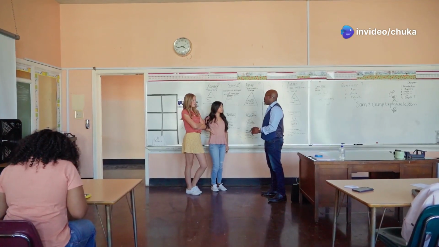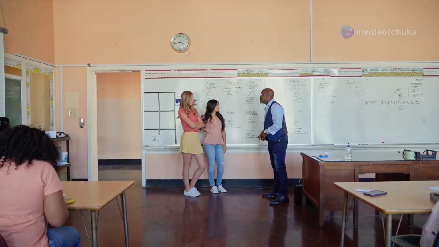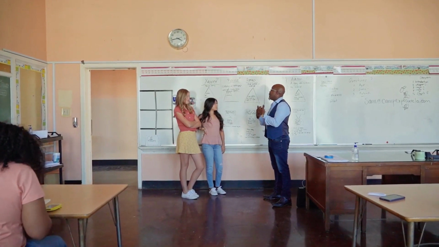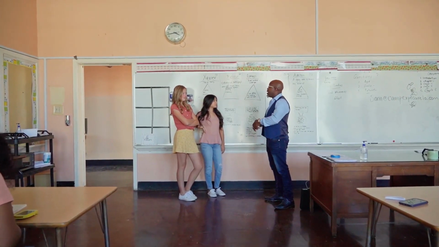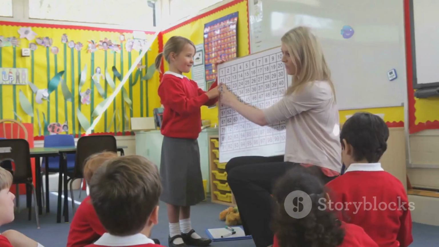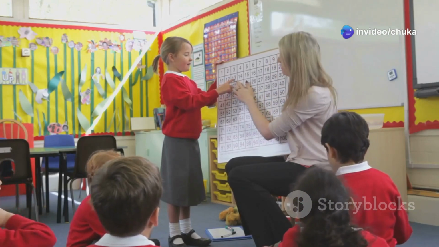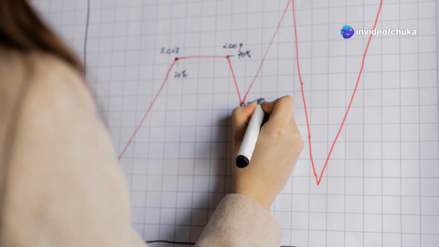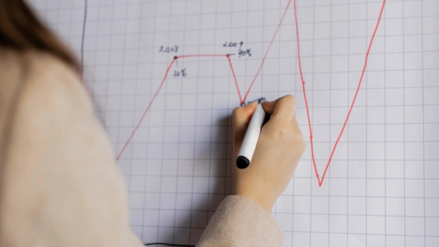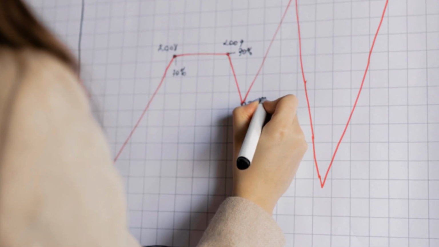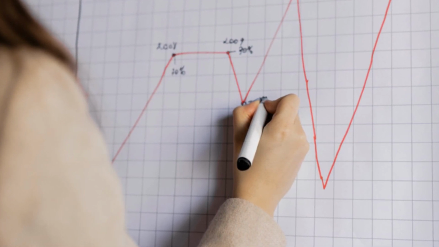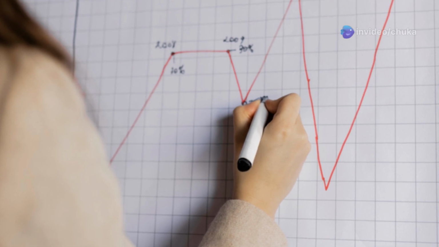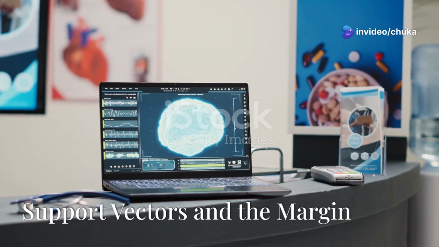The decision boundary is determined by a subset of the data points called support vectors, which lie closest to the boundary. These points are crucial as they directly impact the position and orientation of the decision boundary. In essence, SVMs aim to find the optimal decision boundary that maximizes the margin, ensuring a clear separation between different categories and a more robust classification model.